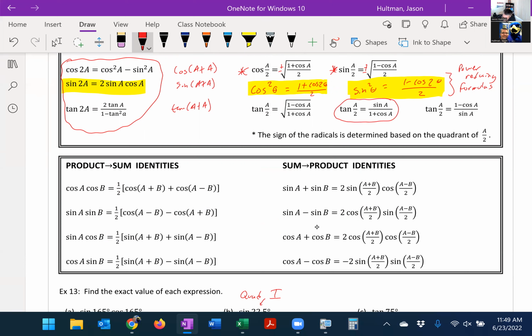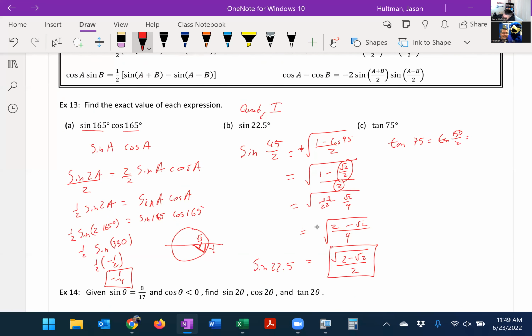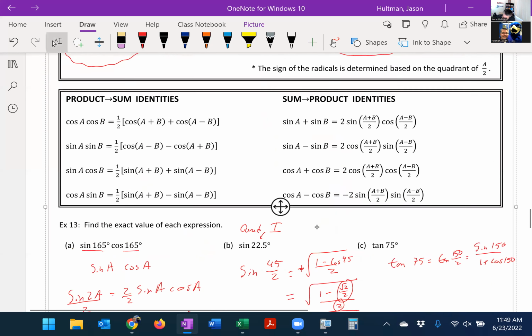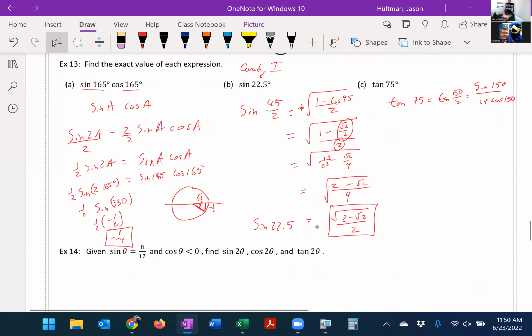Okay, it just seems like the least complicated. It doesn't have a square root either. So if I could find the sine and cosine, I would be able to find the tangent. So this is going to be sine of 150 over 1 plus the cosine of 150. Going back to that, sine of 150 over 1 plus cosine 150.